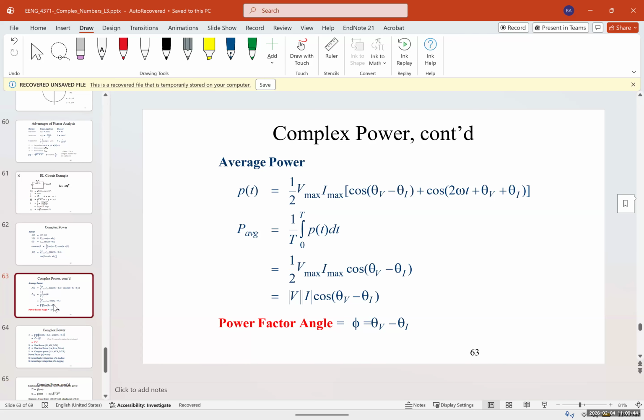The average power would be the area under the graph, or the integral, which is 1 over T, the integral from 0 to T of p(t) dt, which is going to be half of Vm Im cosine of theta V minus theta I. In other words, it's going to be the magnitude of V, magnitude of I, cosine of theta V minus theta I. And the power factor angle phi is going to be theta V minus theta I.